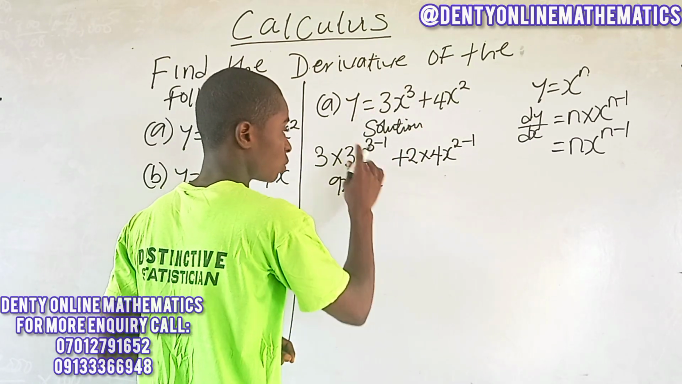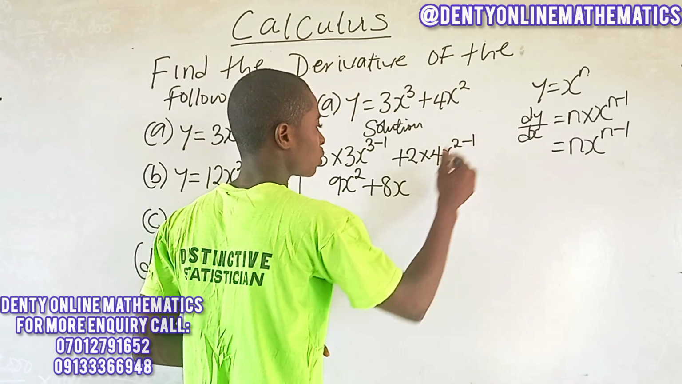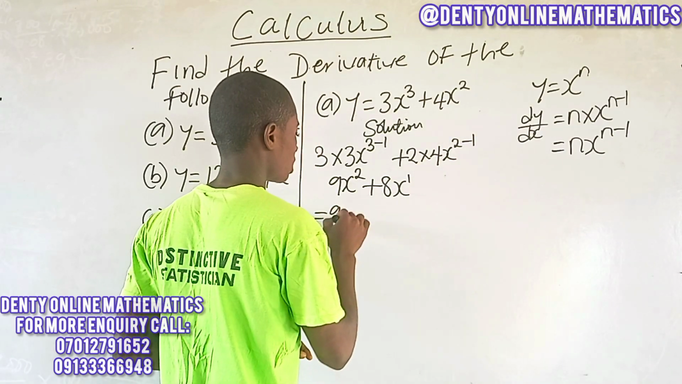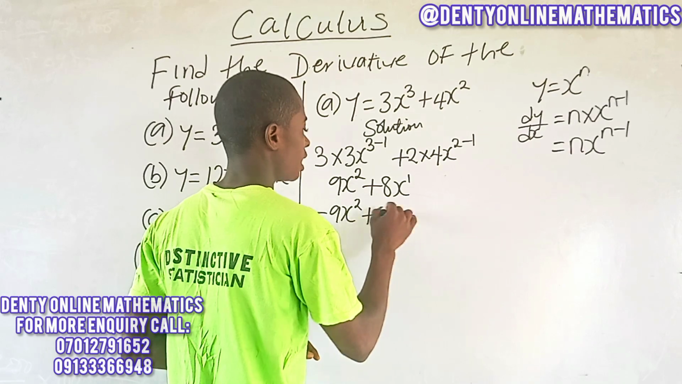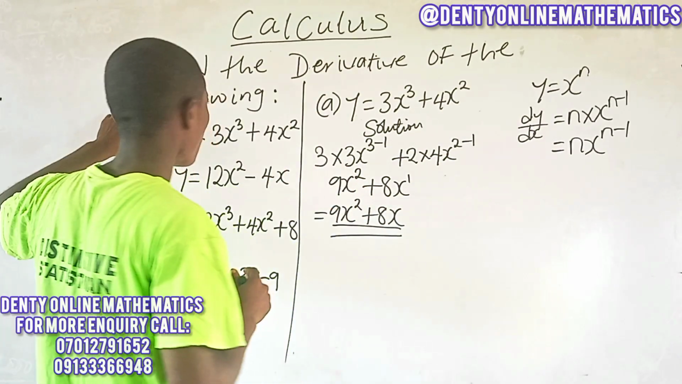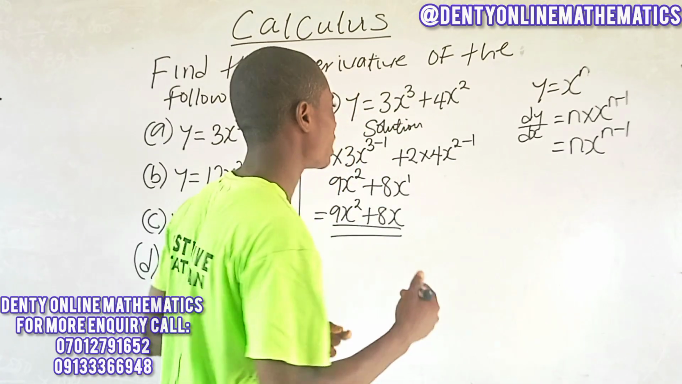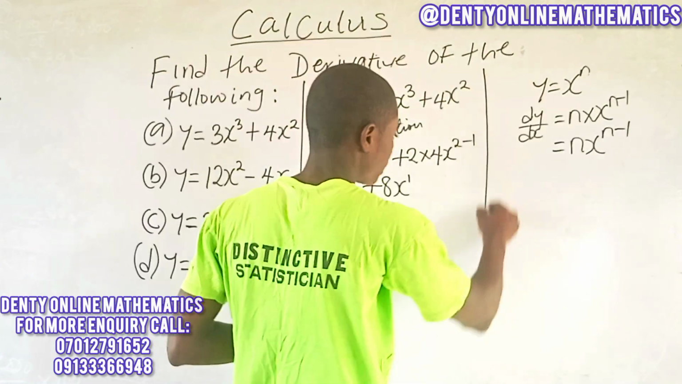Plus, now we have 2 times 4x, which is 8x. And then 2 minus 1 is 1, which is the same thing as 9x squared plus 8x. And that is simply the derivative of the first one. Is it hard? It's not hard. It's very simple. Now let's progress to the second one.